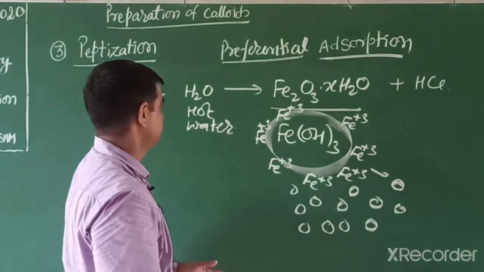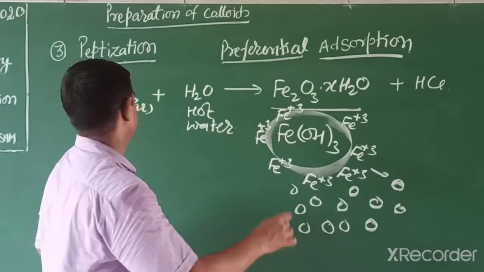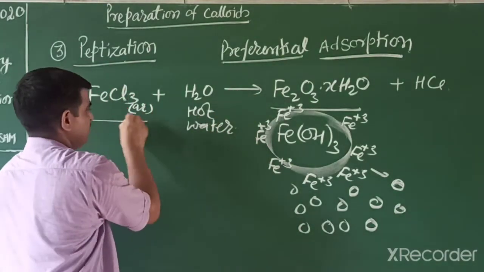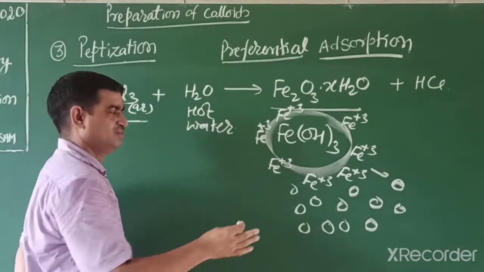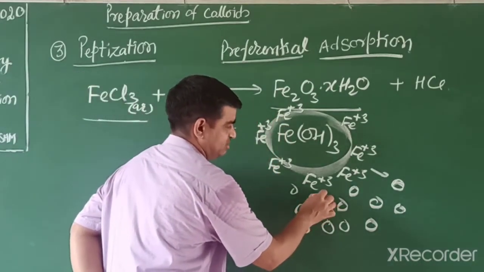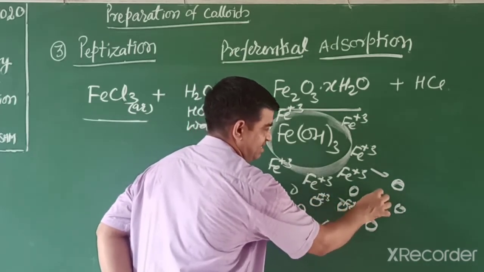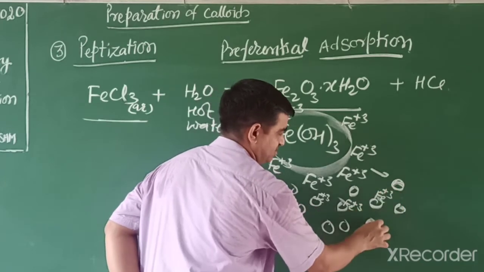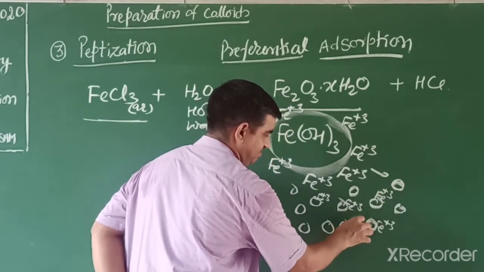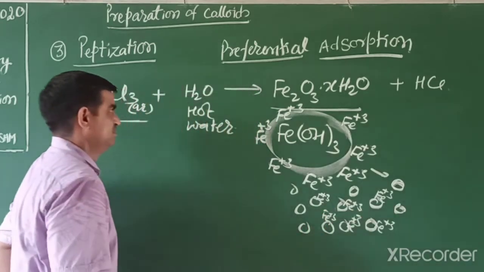A freshly prepared precipitate is converted by adding a small amount of electrolyte. We add a small amount of electrolyte because ferric chloride is slightly in excess, so there is electrolyte available. That electrolyte adsorbs the +3 ion, which means this is preferential adsorption, again an example, but this is a positively charged sol. All the particles have the same type of charge, meaning positive charge.